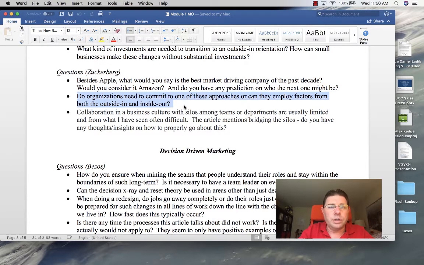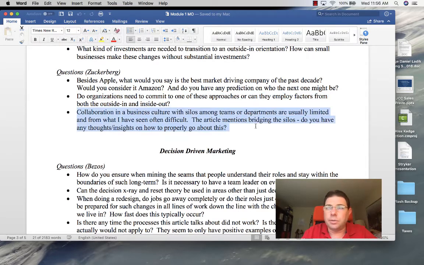Do organizations need to commit to one of these approaches, or can they simply put in factors from both outside-in and inside-out? I don't think there is any inside-out for a sustainable future. You do inside-out because you're stuck. You do inside-out because your company's not good enough. But if your company's good enough, you're outside-in. The outside-in companies are market driving. Inside-out companies are rarely market driving.